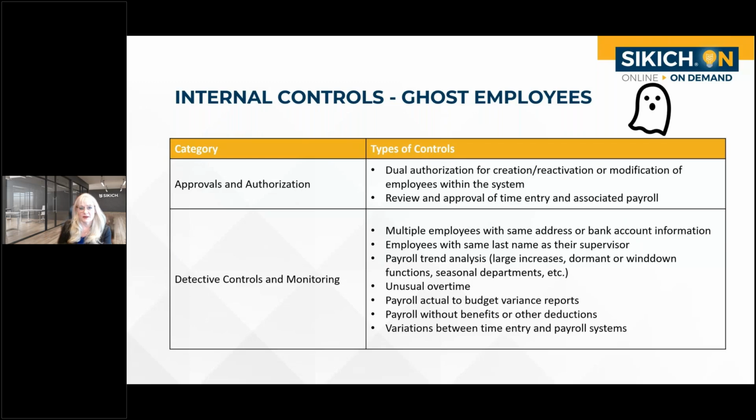And we also recommend that you look at your payroll actual versus budget variance reports. Those can give you some ideas of some things that are going wrong. Payroll that does not have benefits or other deductions is usually a very clear red flag. Most people take some type of deduction, or have some type of benefits associated with the payroll. And the last piece here is really just variations, comparing your time entry systems and your payroll systems together, and creating those routines that may actually allow you to identify the anomalies and then follow up on those.